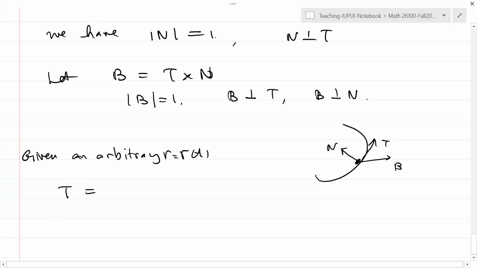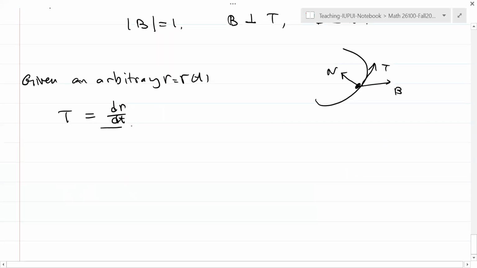First of all, the tangent vector, I already know that the unit tangent vector T is going to be dr/dt, no problem, and then divide by its length. Let's use d/dt instead of prime. It's better to use it because we are going to have different parameters. So it's better to use d/dt instead of just r prime.